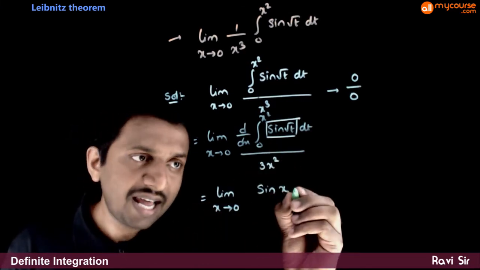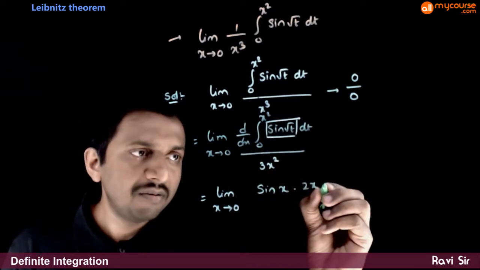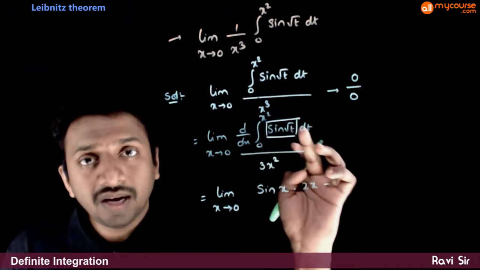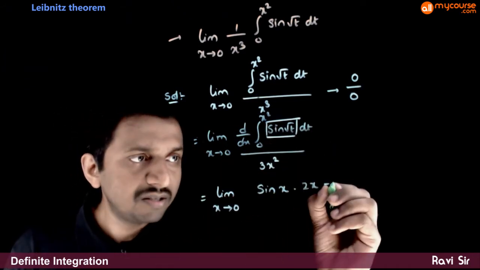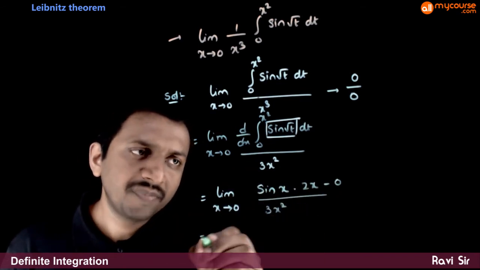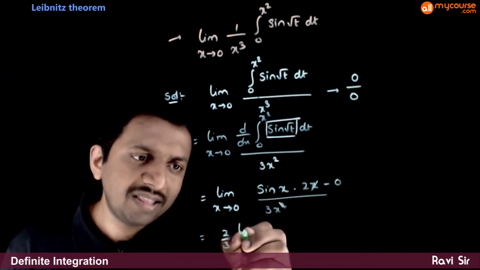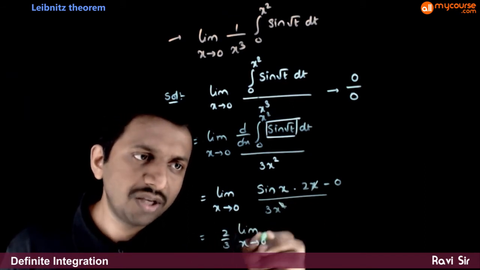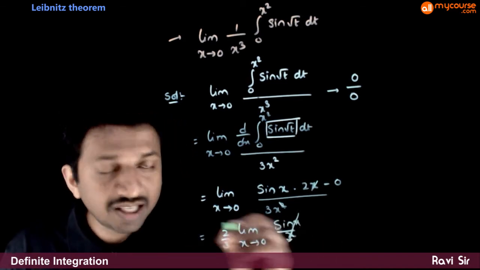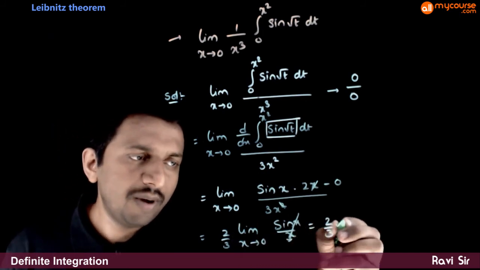sine x times the differentiation of x square, which is 2x, minus you put the lower limit sine root of 0 into the differentiation of 0, which is 0. So this is getting divided by 3x square. So 1 x and 1 x get cancelled. That is equal to 2 by 3 times limit x tends to 0 sin x by x. So we know that sin x by x as x tends to 0 is 1. So the answer is 2 by 3.